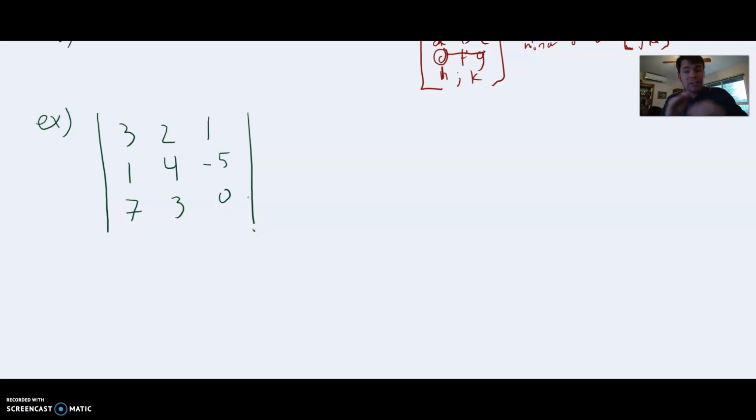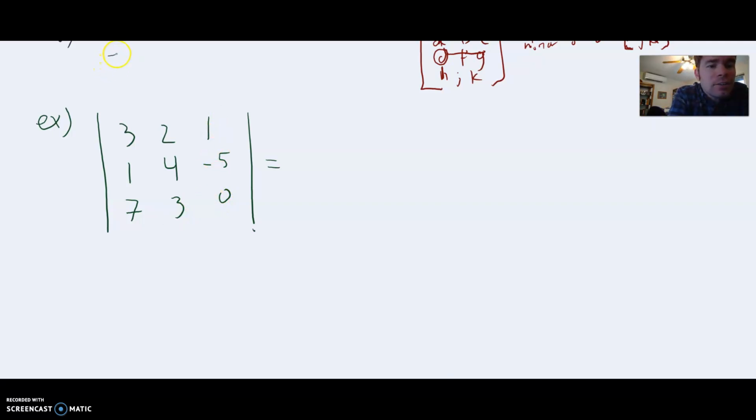Okay, I have a choice. I can choose any row or column to work with. Looking at this, I think I want to choose a row or a column that includes that last 0. Why? Because it's nice to multiply things by 0. It's going to make life easier for us. So I'm probably going to choose either the third row or the third column. I think I'm going to go with the third row in this case.